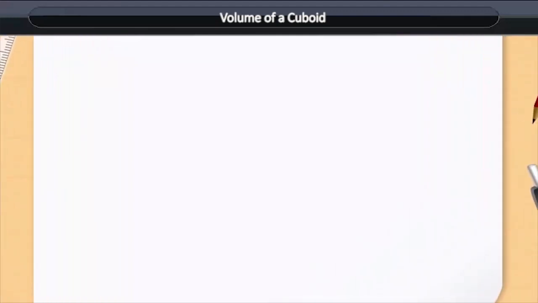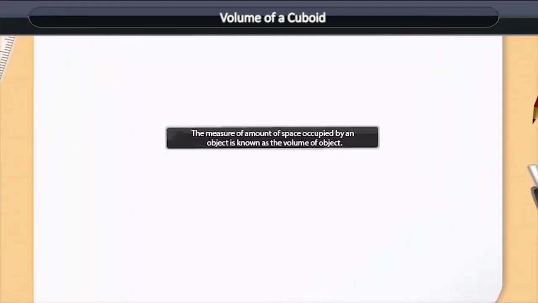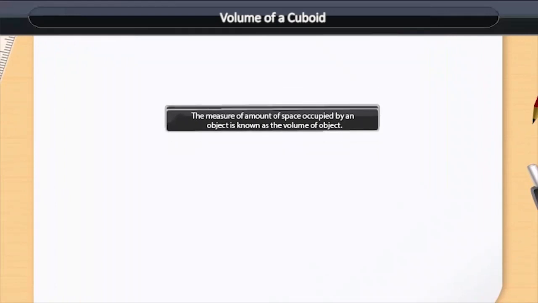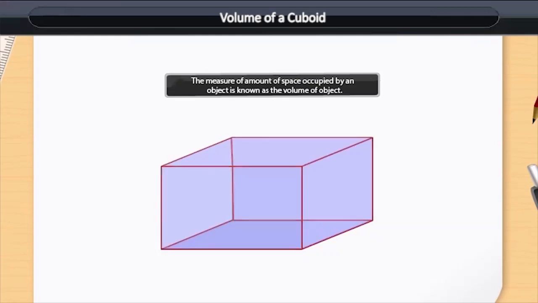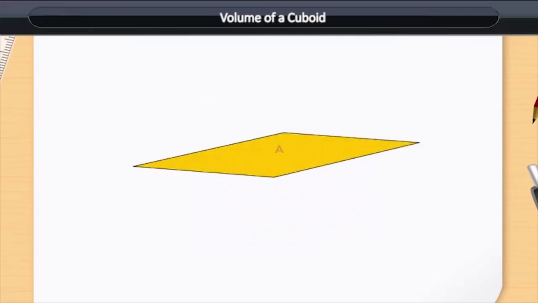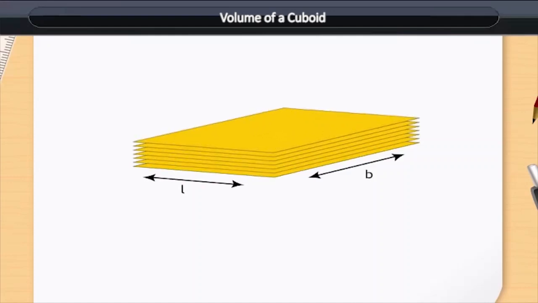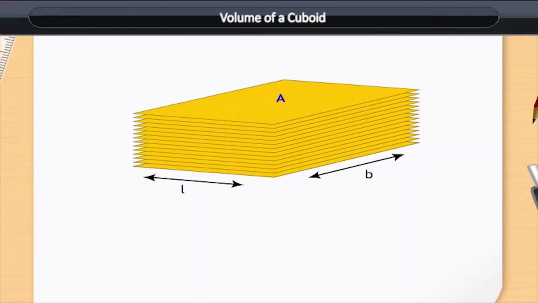Volume of a cuboid. The measure of the amount of space occupied by an object is known as the volume of the object. Look at this cuboid. All the arms of it have some dimension. Therefore, for the volume of the cuboid, let us assume that A is the area of each rectangular base.